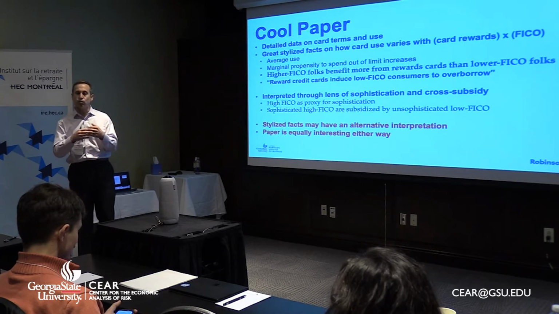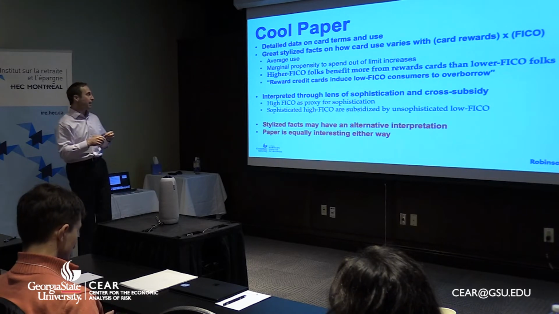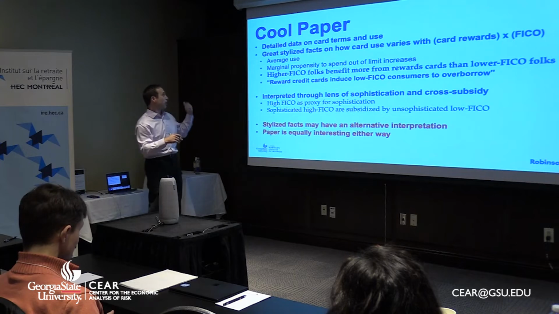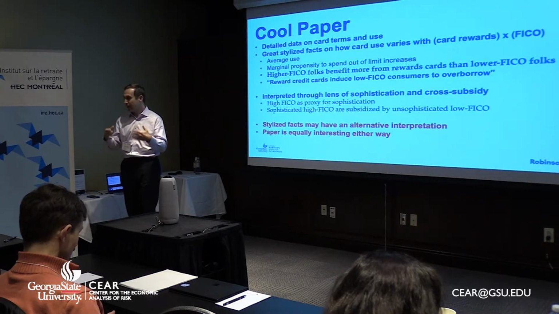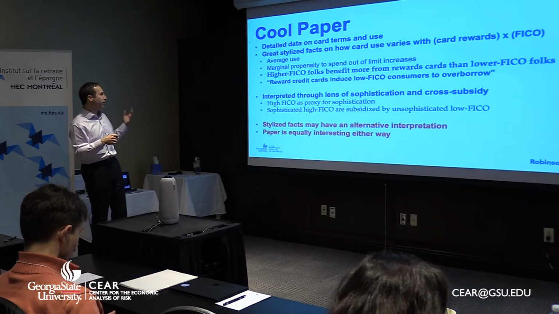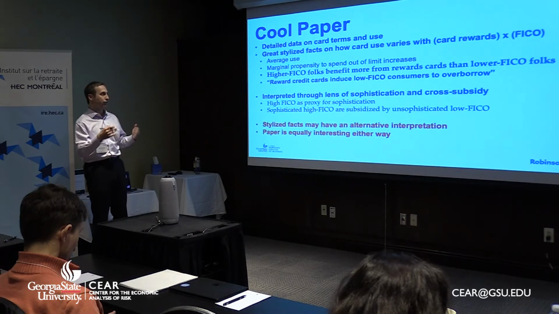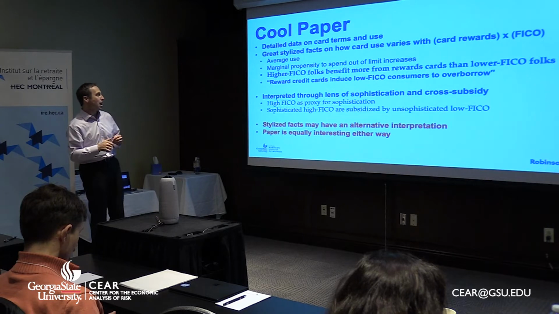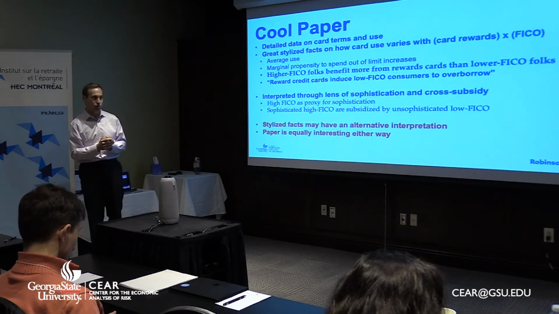So there's just this tremendous wealth of stylized facts. I think you did a great job of highlighting those, and I think they're extraordinarily useful. So we see average use, we saw the marginal propensity to spend out of limit increases. I would say thematically, if I were to describe your main thematic interpretation, it's that the higher FICO folks benefit the most from the rewards cards, and the lower FICO folks don't benefit or have a negative benefit. Rewards cards induce low FICO consumers to overborrow, is the language that you use.